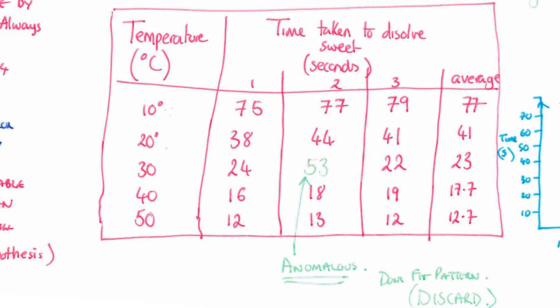The green one there is an anomalous result, and an anomalous result is a result that does not fit the pattern. You might want to make that into a revision card. So what is an anomalous result? It's one that does not fit the pattern. What do you do with it? You discard it. You don't include it in your calculations for the average, and that's exactly what I've done.